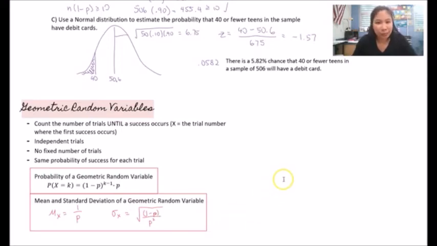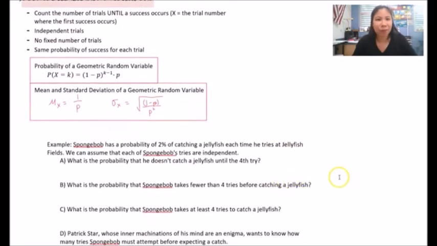And so let's do an example together. Let's say SpongeBob has a probability of 2% of catching a jellyfish each time he tries at Jellyfish Fields. We can assume that each of SpongeBob's tries are independent. So right there, they're telling us we have independent trials. What is the probability that he doesn't catch a jellyfish until the 4th try?